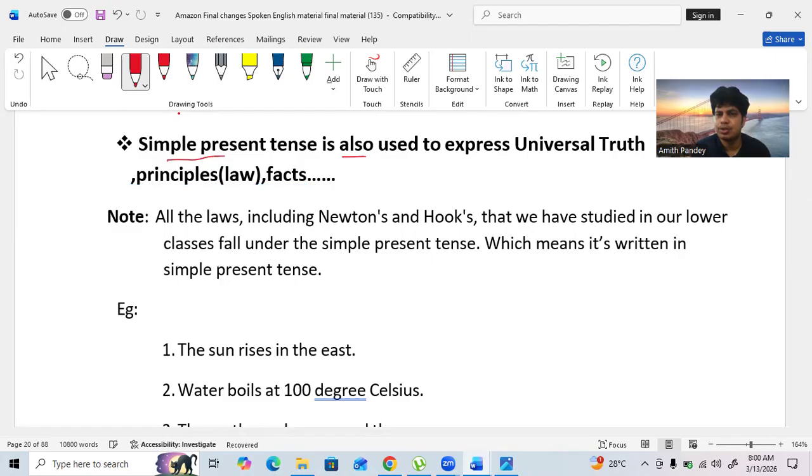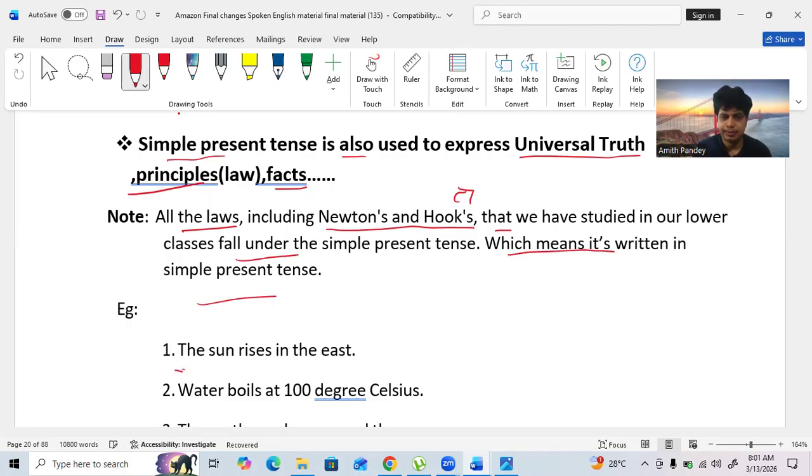Simple present tense is also used to express universal truths, principles, laws, and facts. For example, all the laws that you have learned, like Newton's law, Hooke's law, Bernoulli's principle, whatever law you have studied during your school or college, every law will come under simple present. The reason is so simple. The reason is that laws will not change even today, tomorrow, or in future. So it will remain intact forever. Thus, it comes under simple present, which means it is written in simple present.